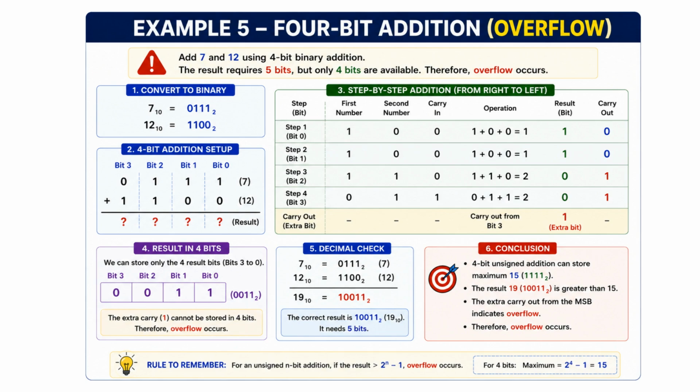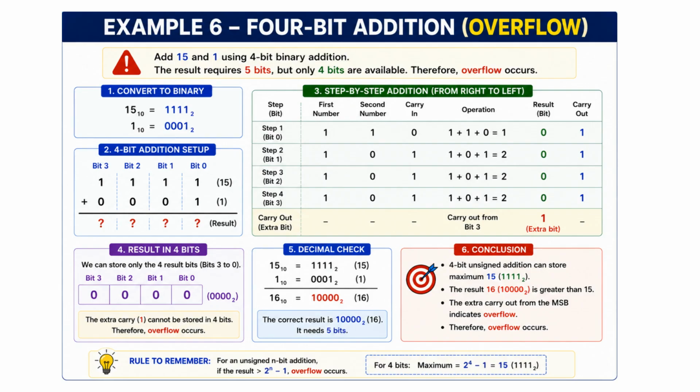Let's verify it in decimal. 7 plus 12 equals 19, and 19 in binary is 10,011. Notice the answer needs 5 bits, but our register has space for only 4 bits. Only the rightmost 4 bits can be stored. The extra one, on the left, cannot fit inside the register. That extra bit means overflow has occurred. Remember, a 4-bit unsigned register can store values only from 0 to 15. Since 19 is greater than 15, overflow occurs.